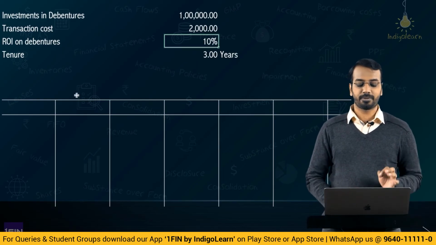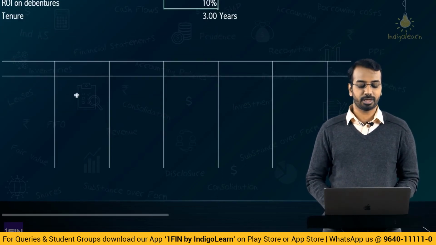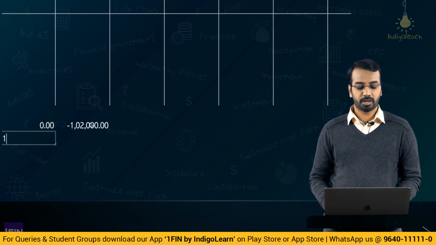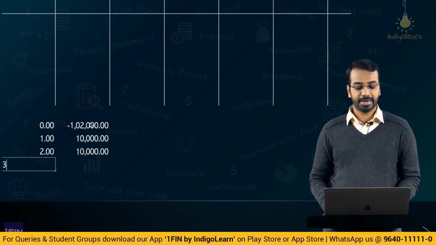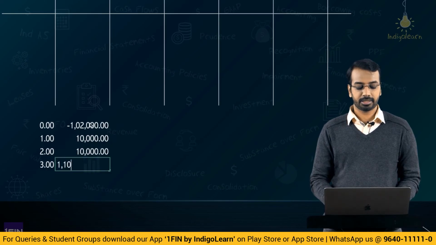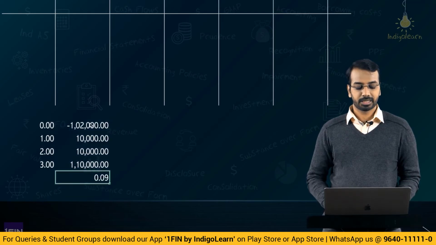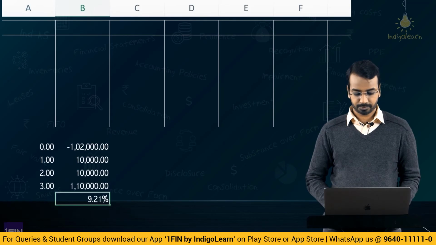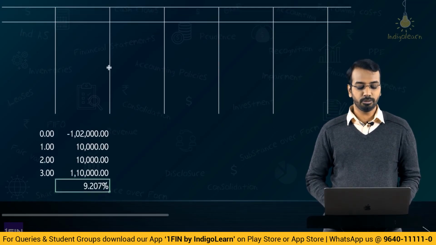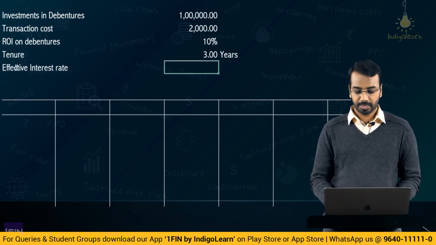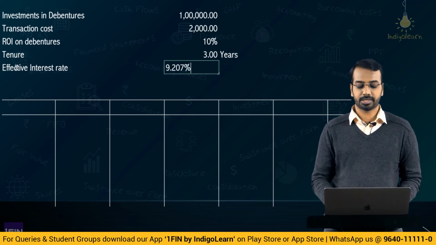Here what I will do is, I will use the help of Excel and quickly compute the IRR. Okay. So, on year 0, you paid 1 lakh 2000. Year 1, you would get 10,000. Year 2, you would get 10,000. End of year 3, you will get 1 lakh 10,000, right. So, for this, how much is the IRR? If I calculate, the effective interest rate works out to 9 point some percentage, let us see. 9.207%. So, this transaction, the effective interest rate is 9.207 percentage.